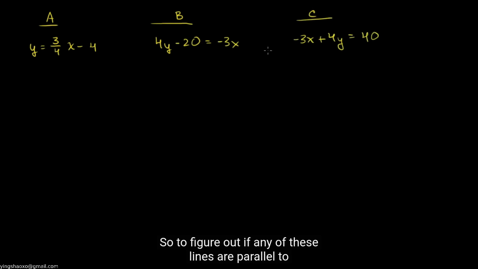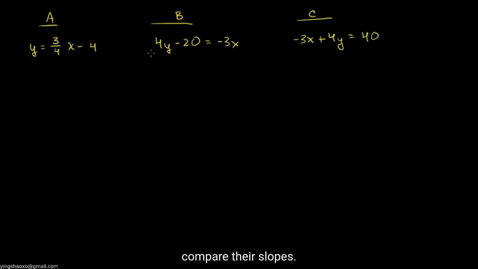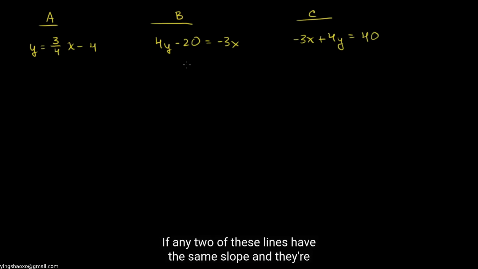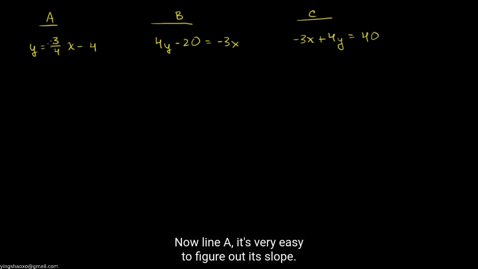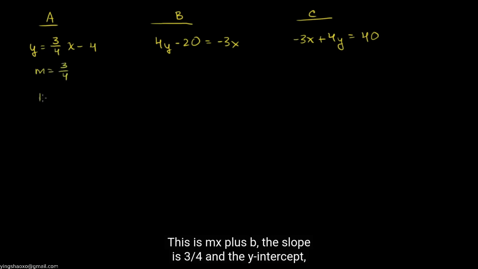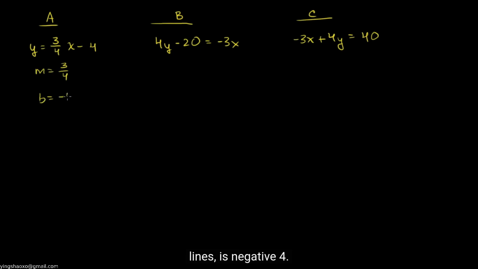So to figure out if any of these lines are parallel to any of the other lines, we just have to compare their slopes. If any two of these lines have the same slope and they're different lines, with different y-intercepts, then they're going to be parallel. Now line A, it's very easy to figure out its slope. It's already in slope-intercept form. This is mx plus b. The slope is 3/4, and the y-intercept, which isn't as relevant when you're figuring out parallel lines, is negative 4.